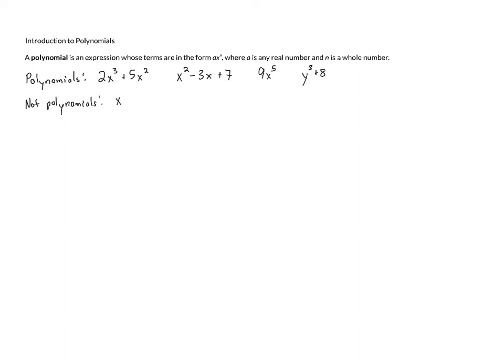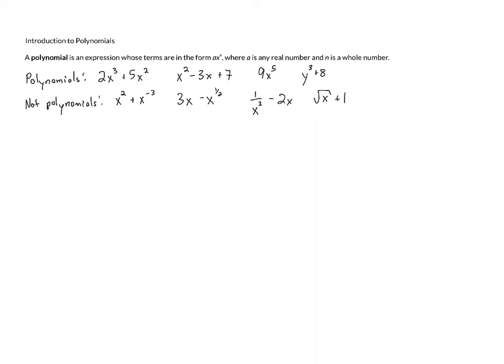We have x squared plus x to the negative third. We have 3x minus x to the 1/2. We have 1 over x cubed minus 2x, and the square root of x plus 1. And I want to talk about why each of these is not a polynomial. Let's look at the first example. Both of these are powers of x.